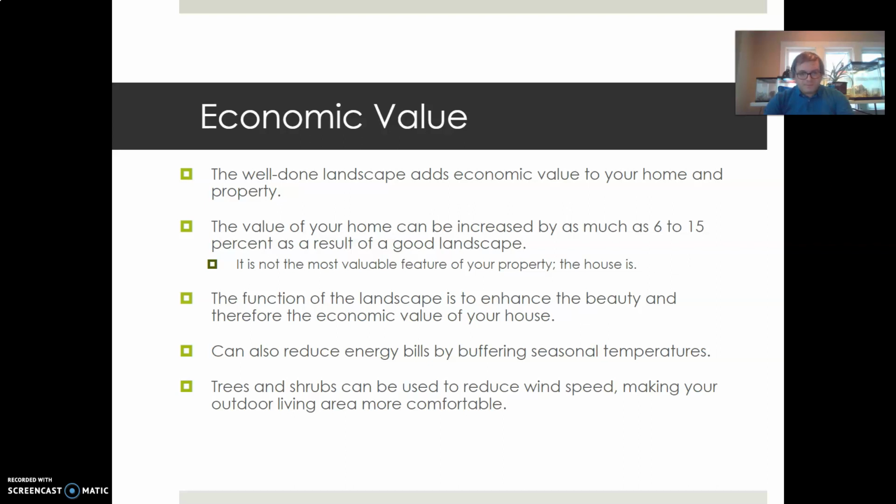Trees and shrubs can be used to reduce wind speed, making your outdoor living area more comfortable. So again, trees and other structures that have kind of a wide bearing and lots of leaves can reduce the amount of wind that you're going to get through certain areas. So if you have like a patio that you don't want a lot of wind whipping through there, trees and shrubs can kind of help with that. It's kind of a natural wall that helps block off part of that.